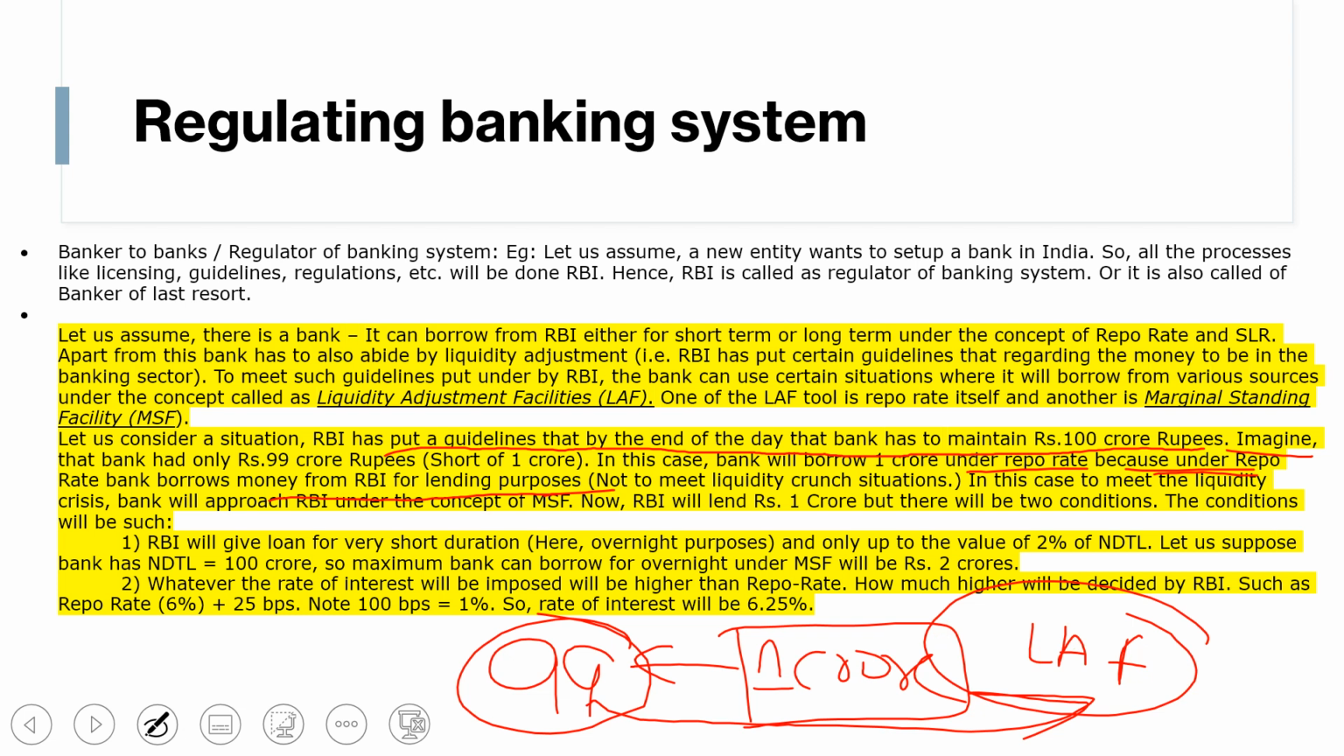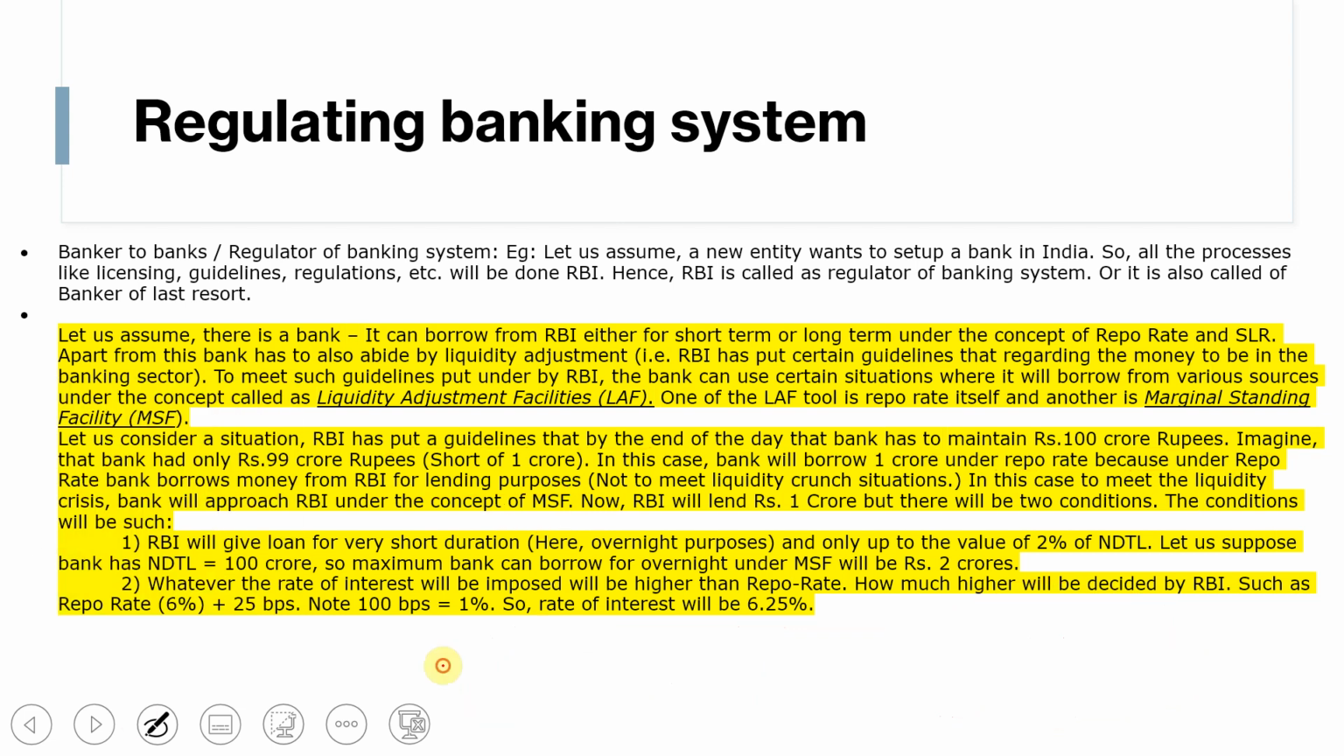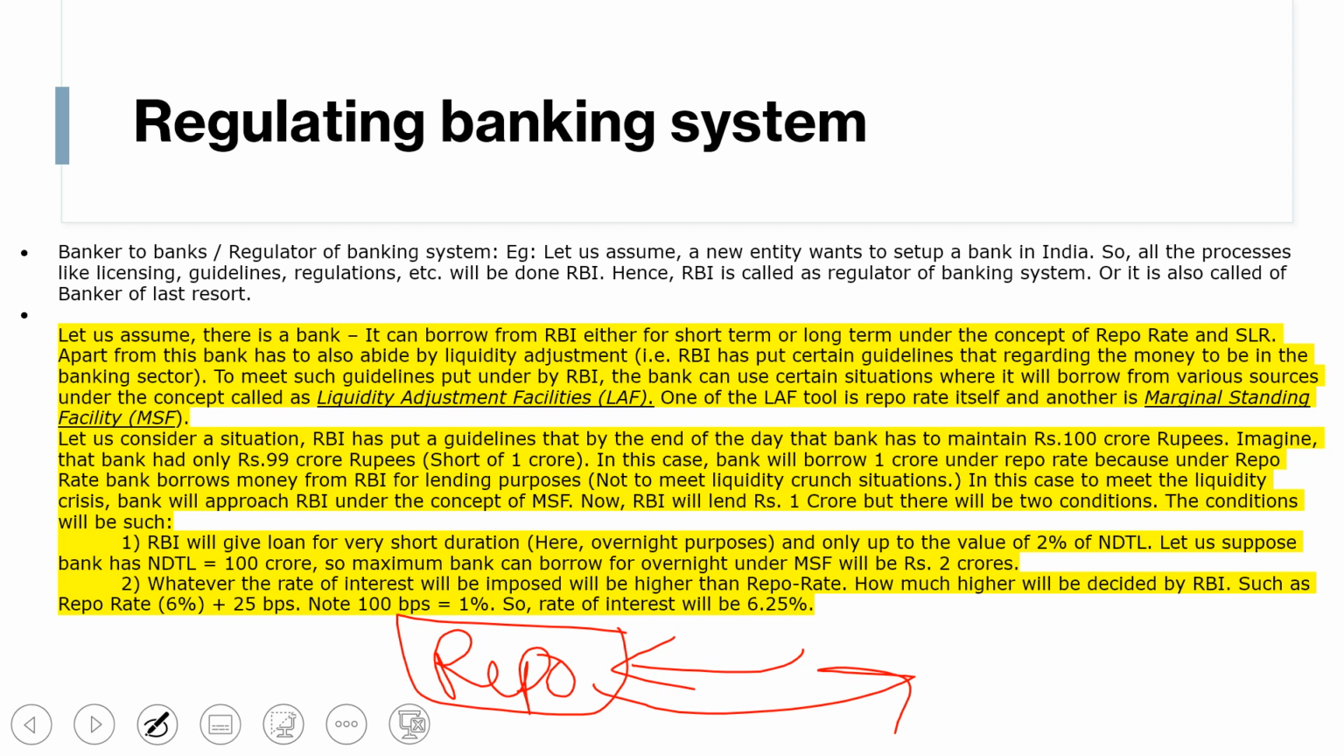So in this case, to meet the liquidity crisis, the bank will approach the RBI under the concept of MSF. Let me clear one thing here: on the concept of the repo rate, the RBI will give money to the bank only if the bank wants to lend money in the market. This 1 crore is not because the bank wants to lend it in the market. It is just to fulfill its minimum liquidity requirement for the day. So in that scenario the bank will approach the RBI under MSF.